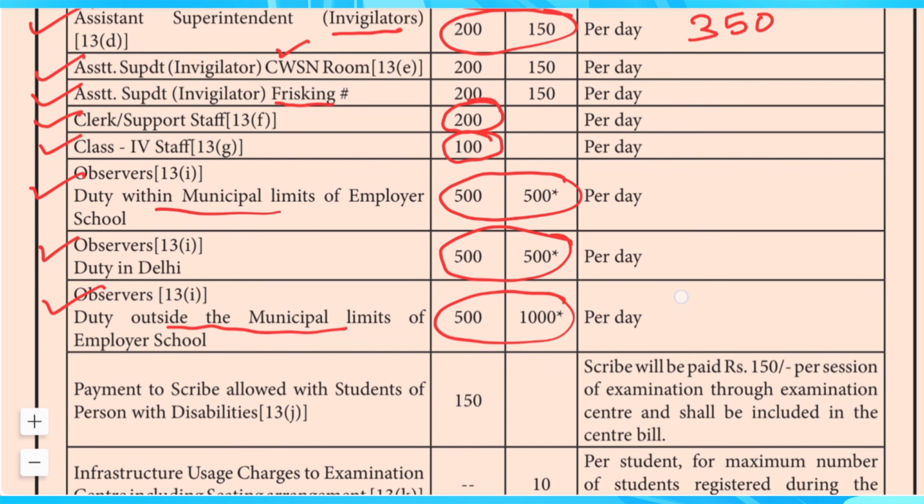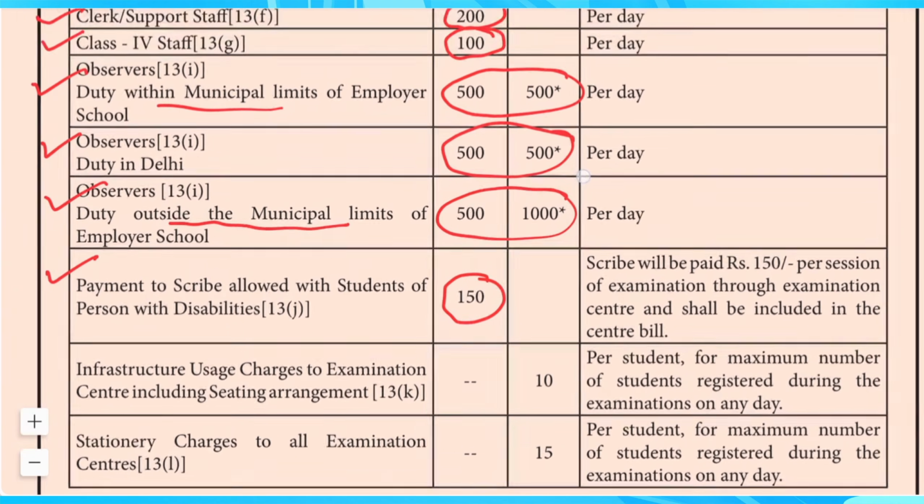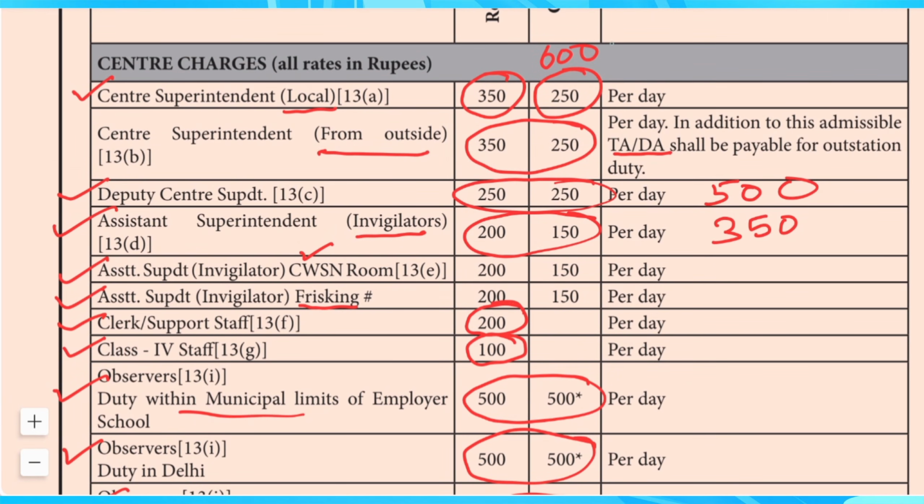And if there is any scribe, they are going to get 150 rupees per day. Every staff is going to get 75 rupees per day as refreshment or lunch. So let us take the example of CS, Center Superintendent. So Center Superintendent will get 600 plus 75. Same with Deputy Center Superintendent, will get 575.